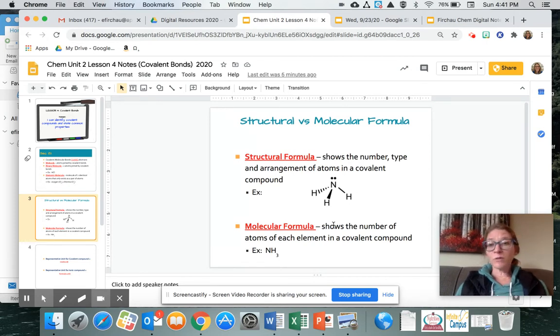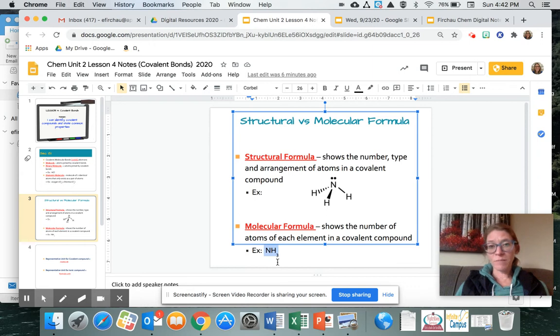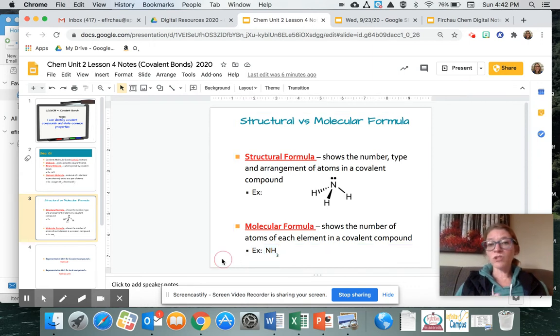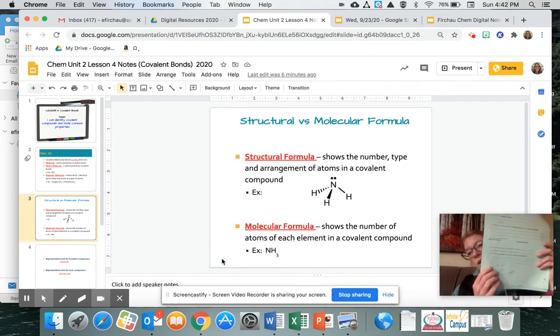And then molecular formula only shows the number of atoms of each element in the compound. So molecular formula would just be NH3. It wouldn't have a drawing, it would just have that chemical formula. So again, under molecular formula in your notes, you wouldn't really have a drawing, you would just have the NH3, and then under the structural formula, you would have the drawing of that shape.